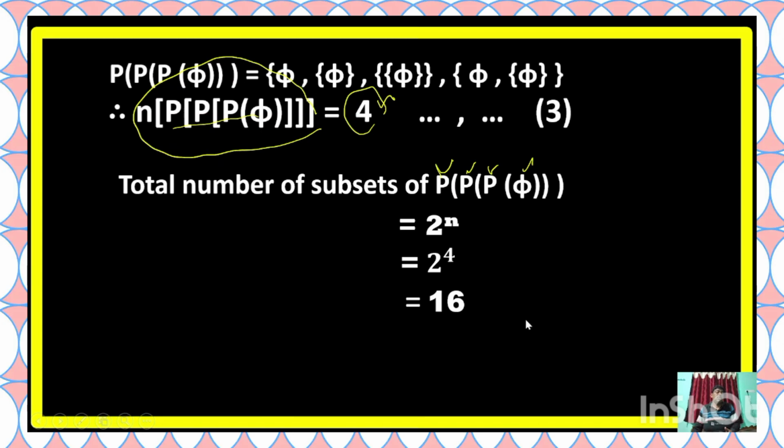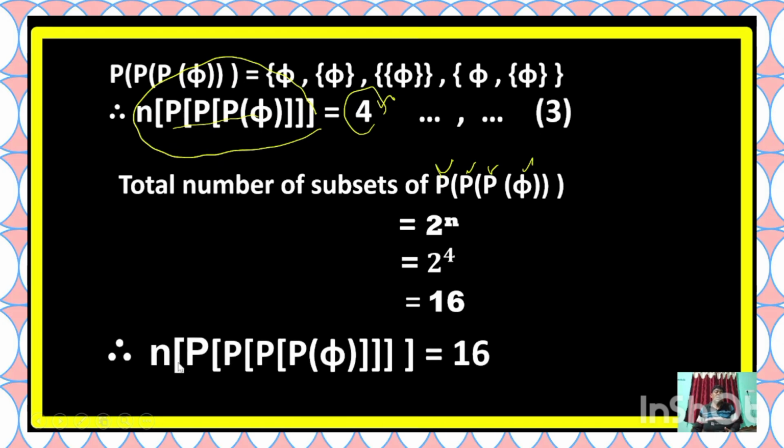One of the interesting problems. Thus we get that the cardinality of the power set of the power set of the null set is equal to 16. Most interesting problem it is, and you will find it in different kinds of competitive exams. Okay, is it clear to all of you?